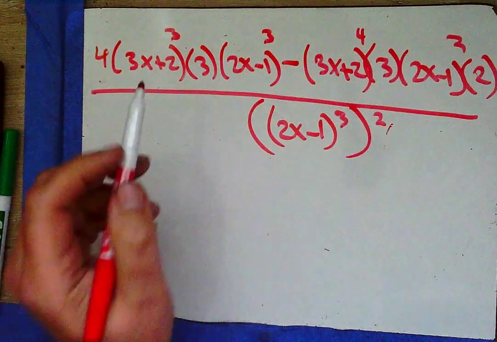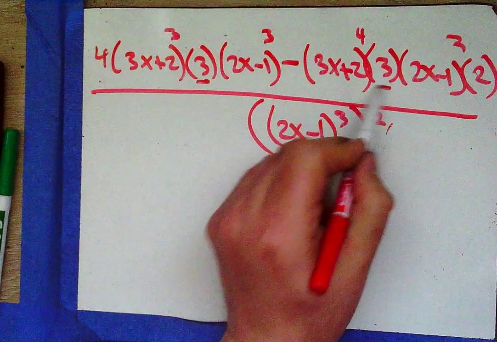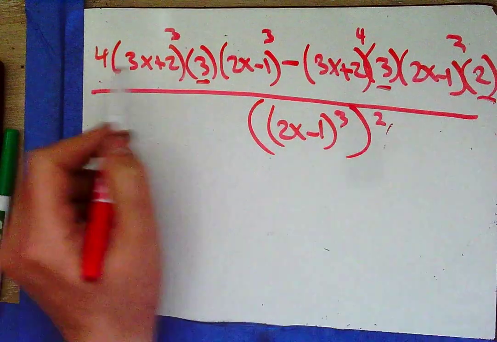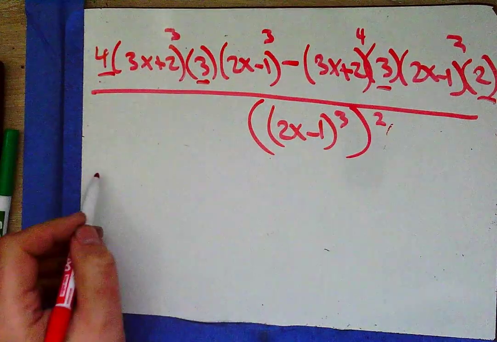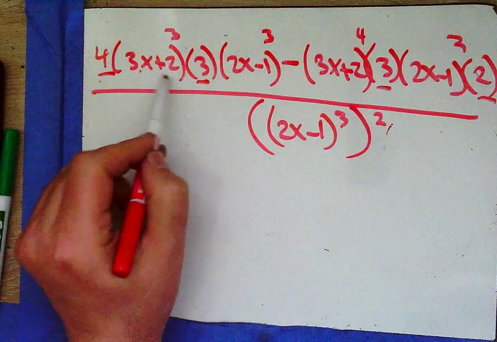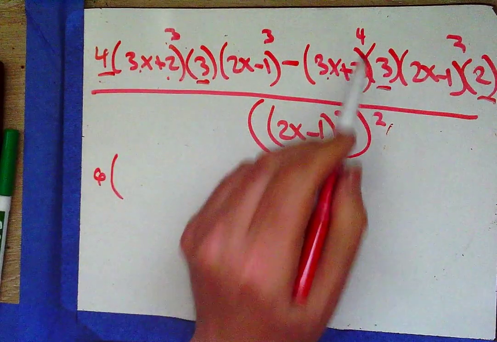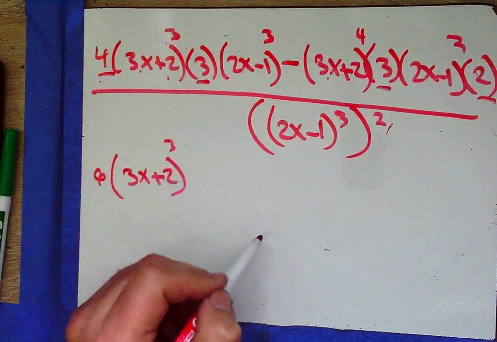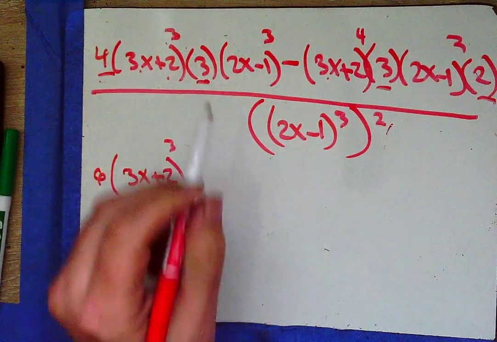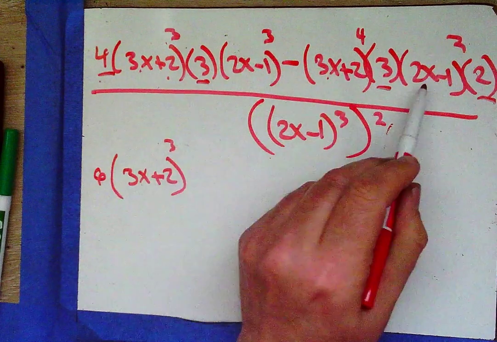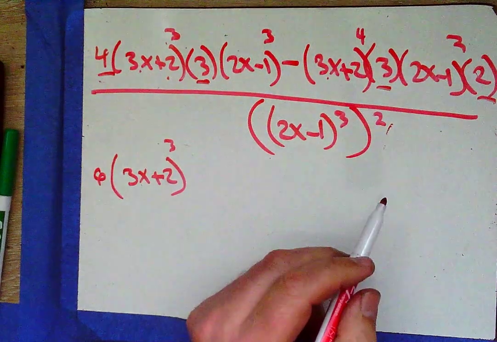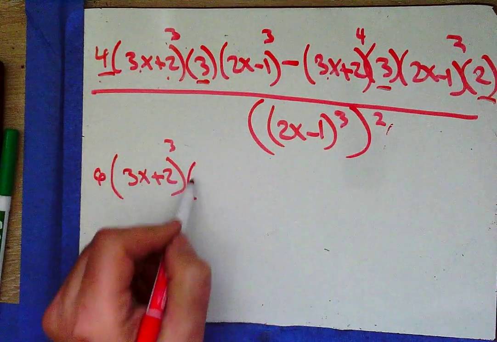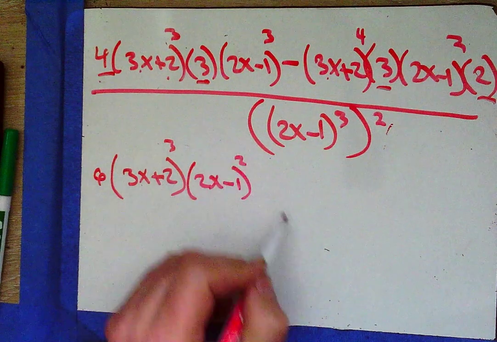Okay, so here's what I notice. I can take a 3 out of each, and I can take a 2 out of each. So I've got 6. 3x plus 2 to the third, 3x plus 2 to the fourth. I'm taking 3x plus 2 to the third out. And 2x minus 1 to the third, 2x minus 1 to the second. I'm taking out 2x minus 1 to the second.